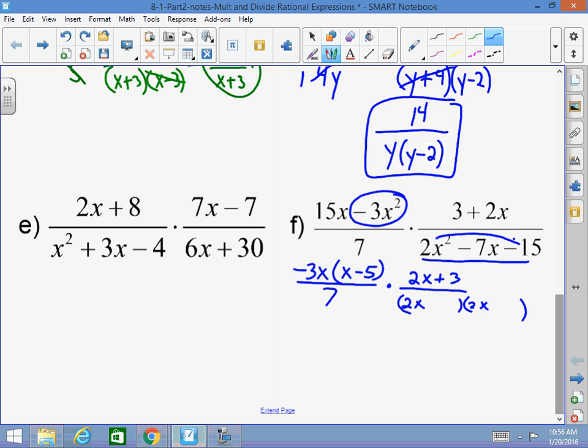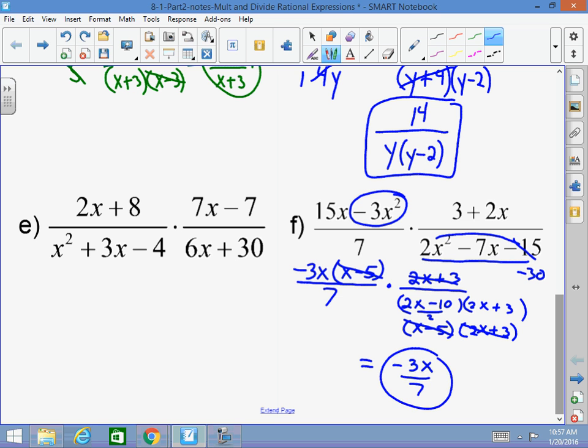2 times negative 15 is negative 30. What times what is negative 30, but when added together is negative 7? Negative 10 and positive 3. Very good, son. Take out a 2 here, so this is x minus 5 times 2x plus 3. The 2x plus 3 cancels out with the 2x plus 3. The x minus 5 cancels out with the x minus 5. So my answer here is negative 3x over 7.